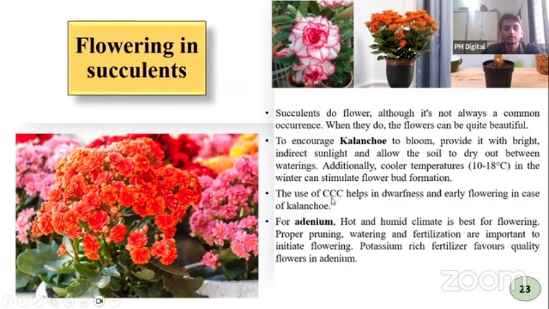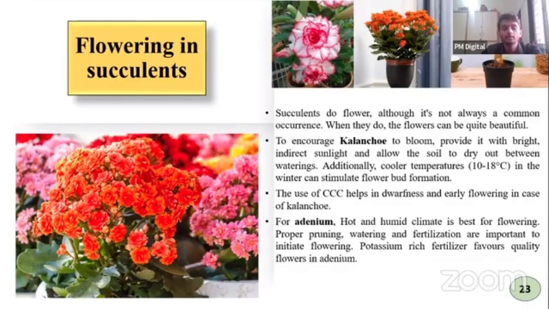10 to 18 degrees is ideal for this Kalanchoe plant. The use of cycocel, a growth retardant, helps in dwarfness because it suppresses vegetative growth and converts the plant into flowering condition. Early flowering will be there in case of cycocel, and it is the known recommendation of our University that 25 ppm of cycocel helps to induce early flowering in Kalanchoe.